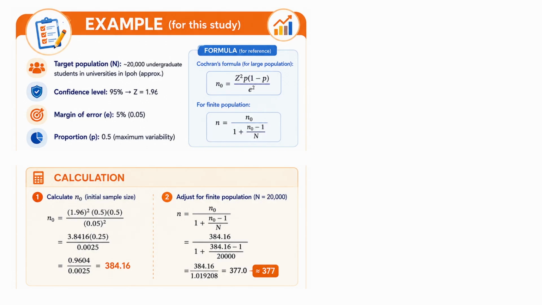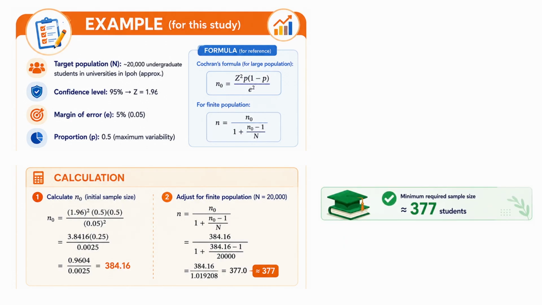Adjust for finite population. So we reduce the sample size based on the actual population that we have. Here a population of 20,000 is there, no? So you adjust the sample size based on the correction formula. So 377 is the calculated sample size. The minimum required sample size is 377 students.